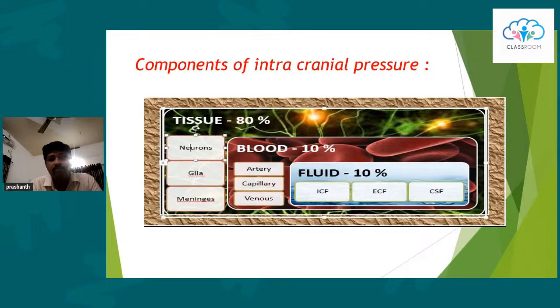What are the components of intracranial pressure? Broadly speaking, the brain comprises neurons, glial cells and meninges, then the blood, which comprises the blood in the arteries, capillaries and venous system, and the fluids, primarily the CSF. Of course, the intracranial and extracranial fluid of the brain exerts this intracranial pressure.